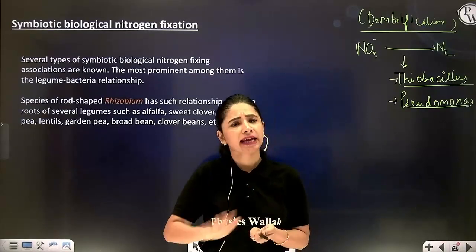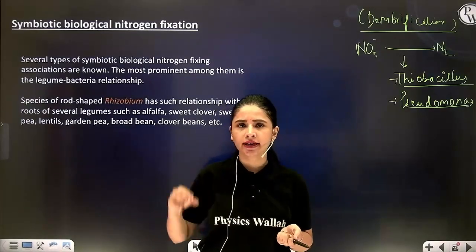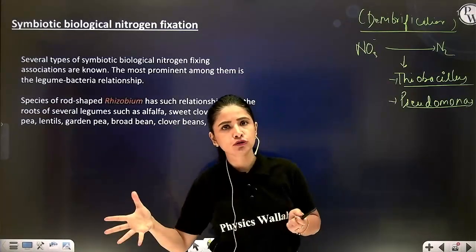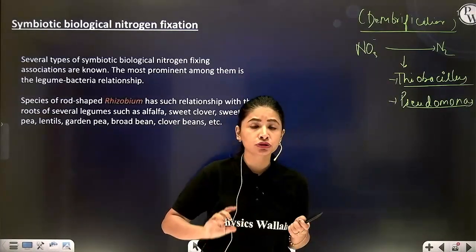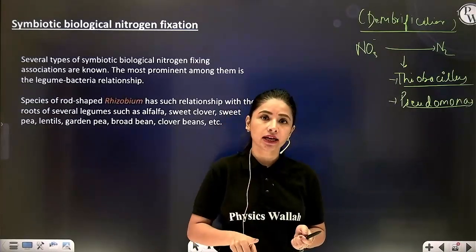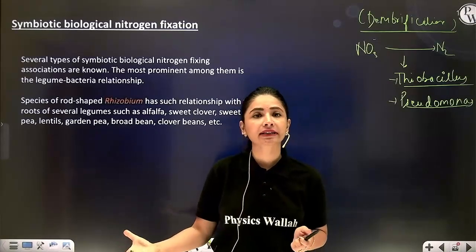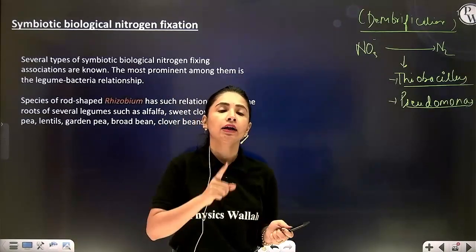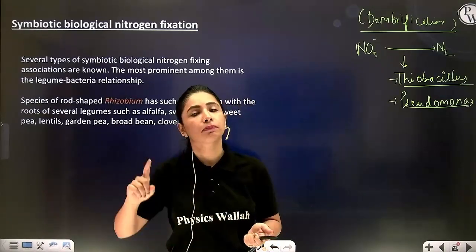They have the same type of enzyme, nitrogenase. They also require 16 ATP to produce 2 molecules of ammonia from 1 molecule of nitrogen. Everything remains the same. The only difference is that whatever the free living bacteria do in the soil, the same thing has to be done by these bacteria inside the plant body.